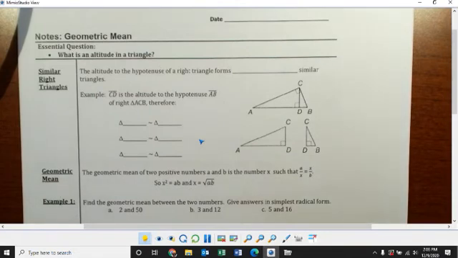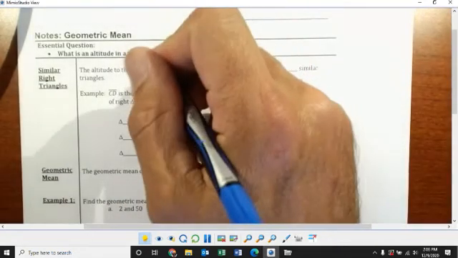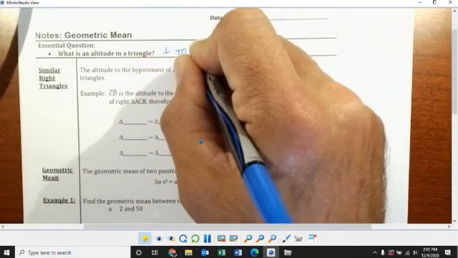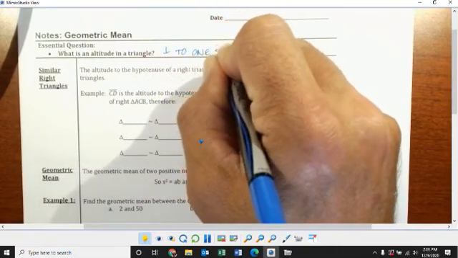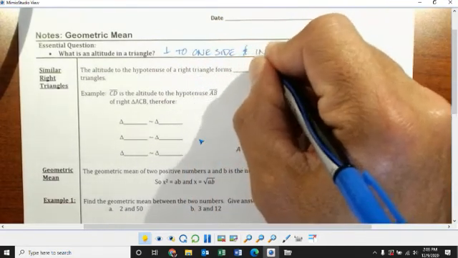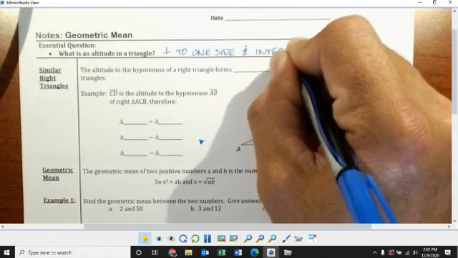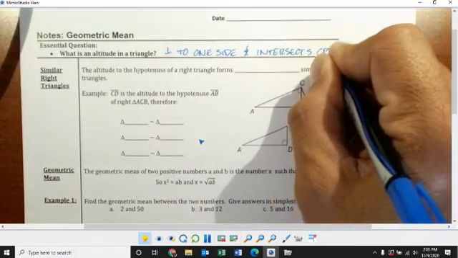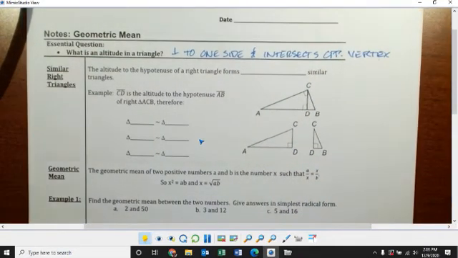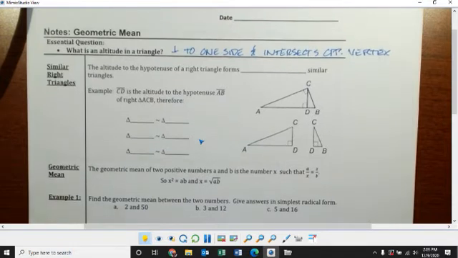What is the altitude in a triangle? The altitude is perpendicular to one side and intersects the opposite vertex. Okay, so in any triangle, we get perpendicular to a side, so it doesn't have to be in the middle of the side or even on the side. It's perpendicular to the side, and it goes through the opposite vertex.